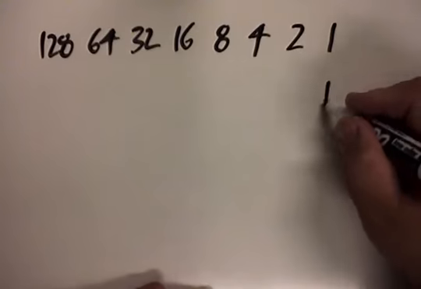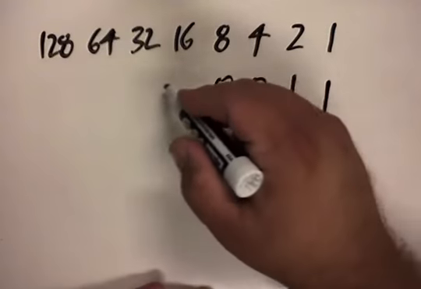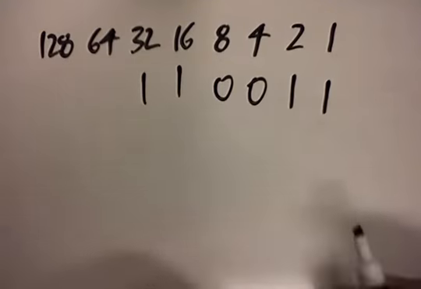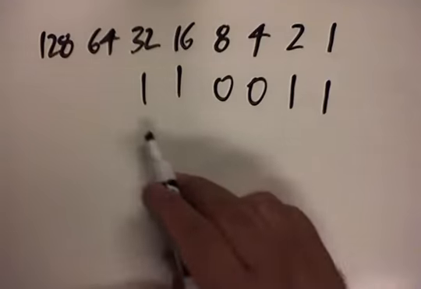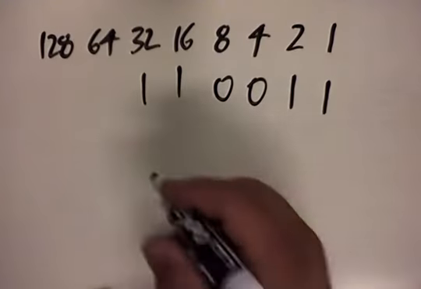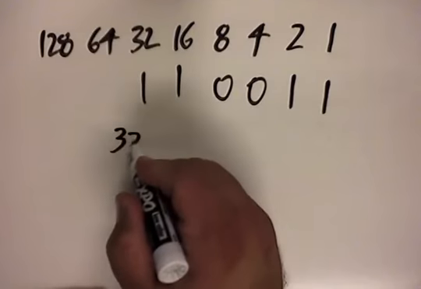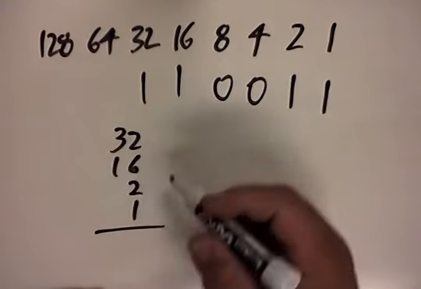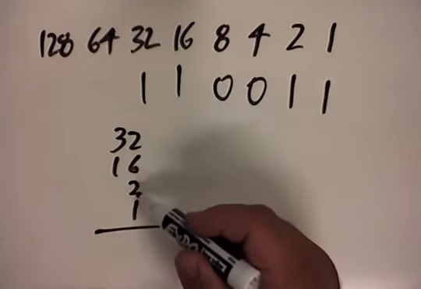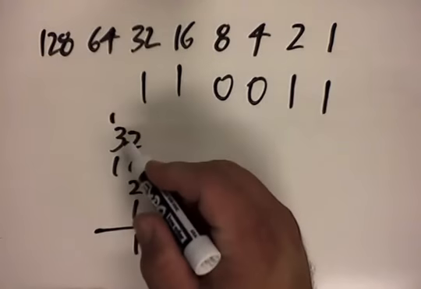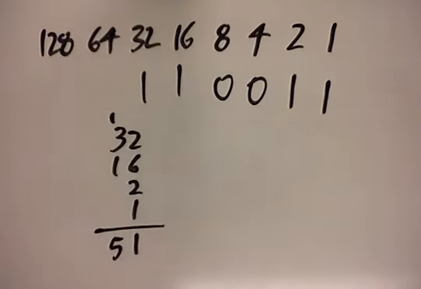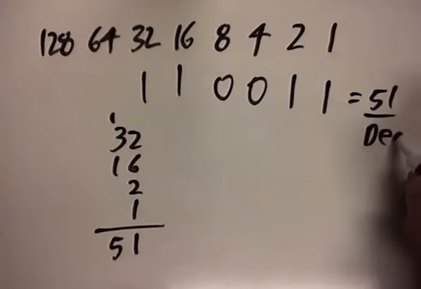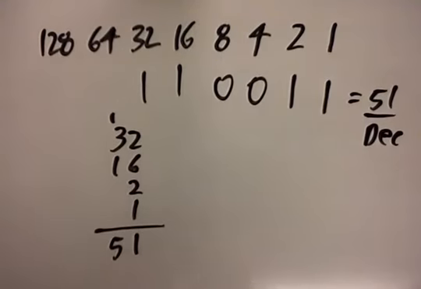Let's do this one here. Okay, so we now have 1, 1, 0, 0, 1, 1. Well, we don't need to worry about adding the place values with 0 in, but we are going to add up the place values with 1 in. So I want to take the 32 place, so let's go 32 plus 16 plus 2 plus 1. 32 plus 16 is 48, plus 2 is 50, plus 1 is 51. That is the decimal number 51. Okay, so add up the place values with 1 in, and you got it made.